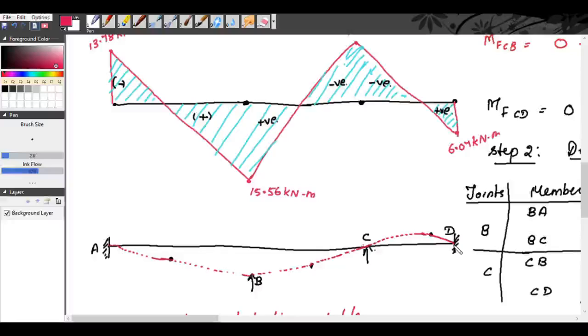Okay, this is our deflection diagram. And this is our bending moment diagram.